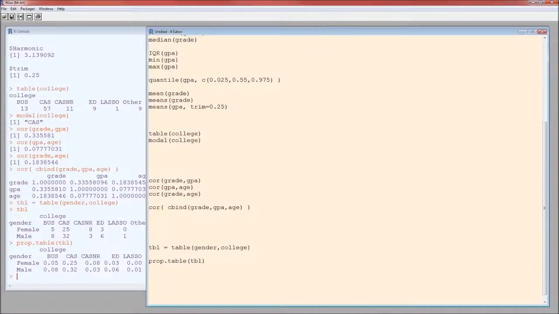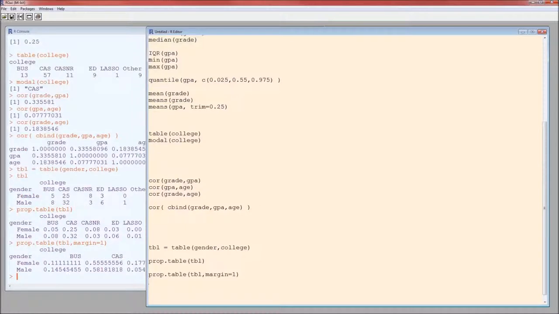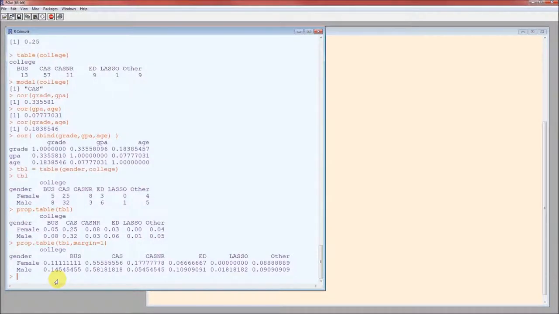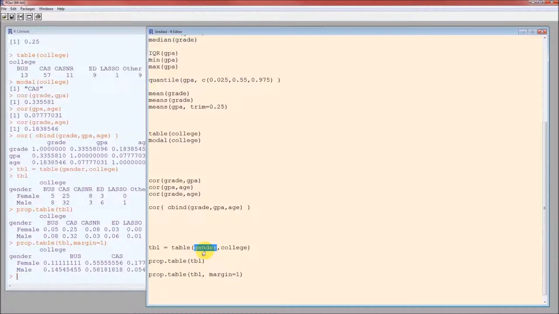If we want to look at conditional, or looking along the different margins, prop.table of TBL, notice that TBL is what we called our table, with margin equal 1 gives the conditional probability or conditional proportion according to the rows. How you read this is 0.11111 of all female students are business. In other words, given the student is female, 11% are business. Given the student is female, 17.8% are CASNR. Given the student is male, because now we're on the male row, 10.9% are education. Given the student is male, 58% are College of Arts and Sciences. So margin equals 1 is according to gender, which happens to be the first variable in the table command that we did.